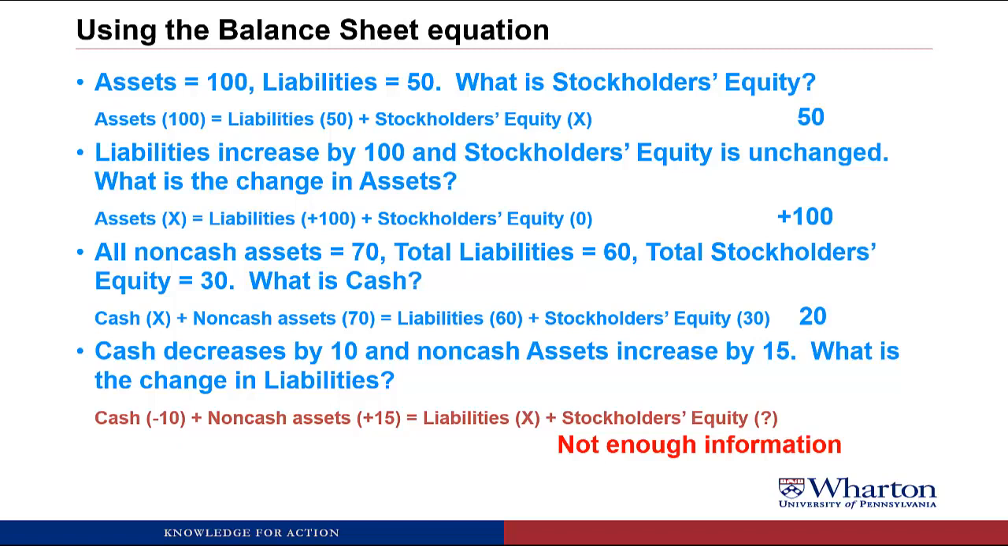Now, if we knew that stockholders' equity had not changed, then liabilities would have had to go up by 5 so that we have an increase of 5 on both sides of the equation. But without knowing what happened to stockholders' equity, we technically don't have enough information to answer this one.